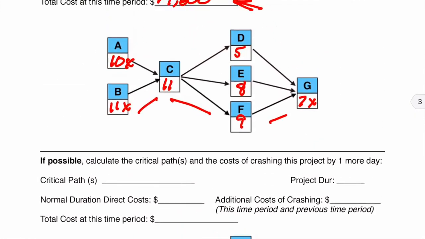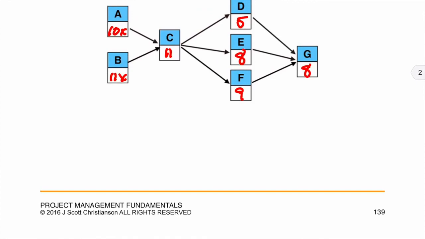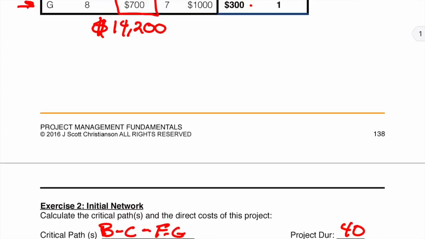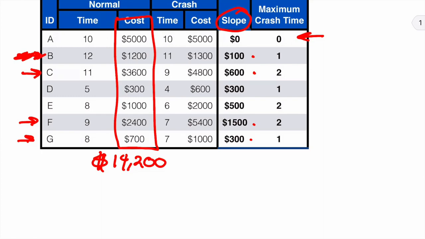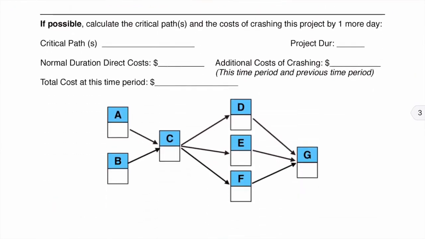So let's see if we can do it by one more day. Well, now we're going to have to do either C or F. Let's go back up here. We now have kind of taken G out of the running. Okay, so we have to do C or F. So it looks like C is going to be the cheaper. We can do that 2 days, but for $600 per day. Okay, so we're going to reduce C now from 11 down to 10.